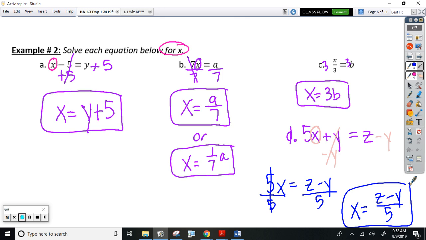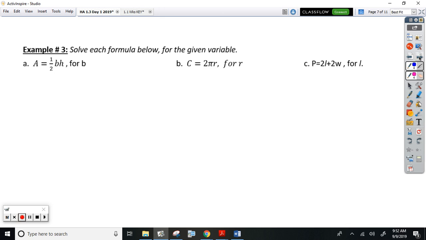Okay? Below, we have a bunch of formulas, which again, some of you will remember from geometry. We're going to solve for an indicated variable. So the first one, does anyone remember what that formula is for?